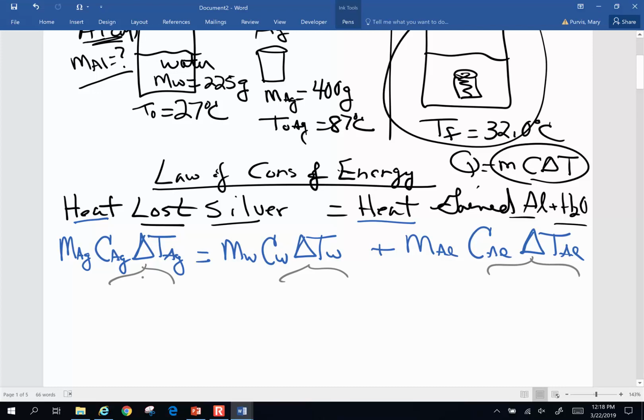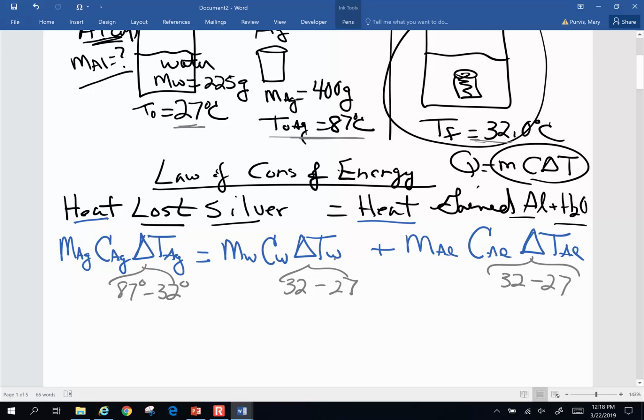So let's think about it. Your silver, is it going to have an original temperature or a final temperature that is going to be bigger? Well, we happen to know it starts out at 87, it ends at 32, so the change in temperature of the silver is 87 minus 32. For the water, the original temperature was 27, final was 32, so the change in temp of the water is 32 minus 27, and the same over here, 32 minus 27.